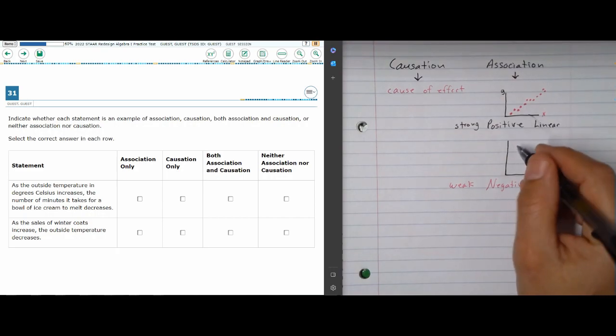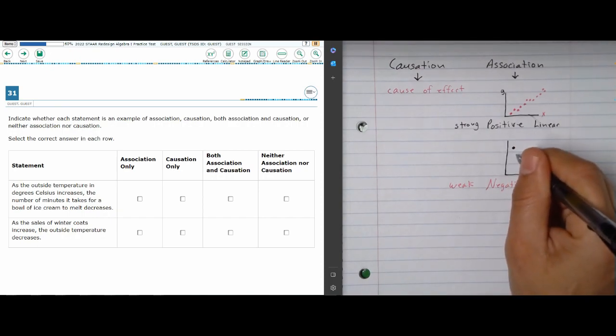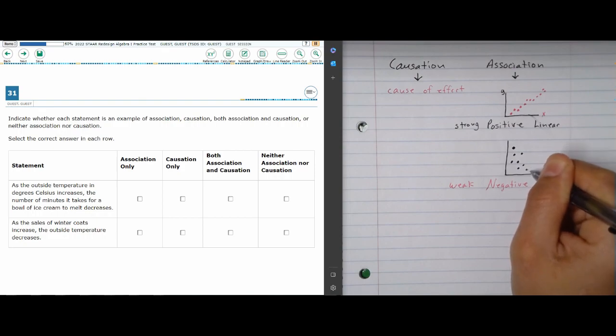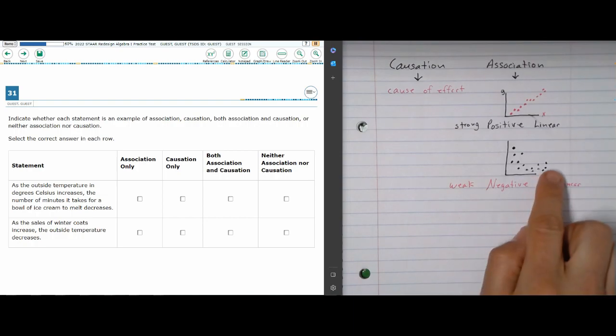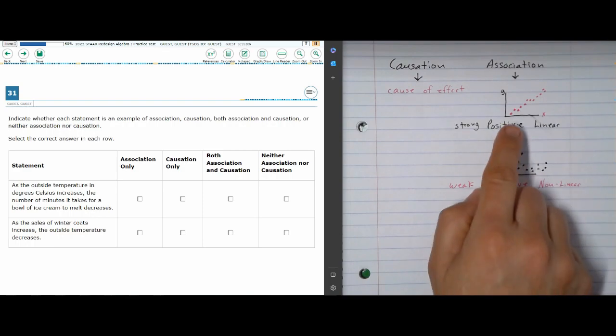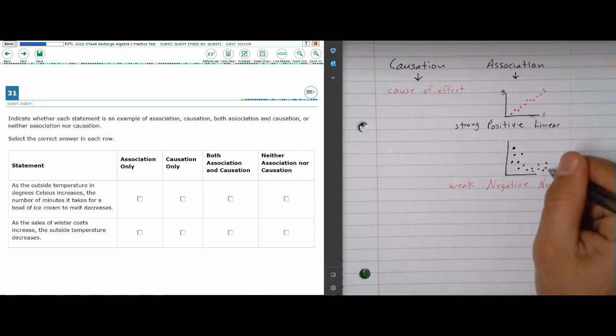So if we had a negative nonlinear, it could be something like this. Draw my points. Notice my points are a little further apart. They're not as tightly knit together and grouped, and you have a curve that's going on. It starts up here and then it drops down and starts to flatten out.